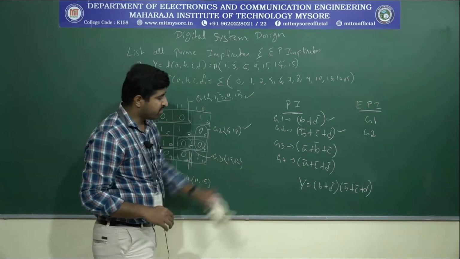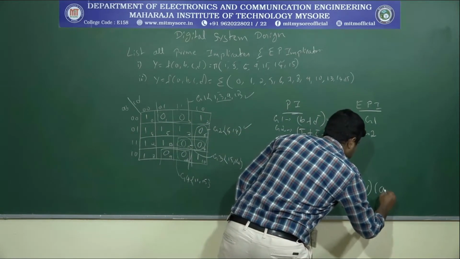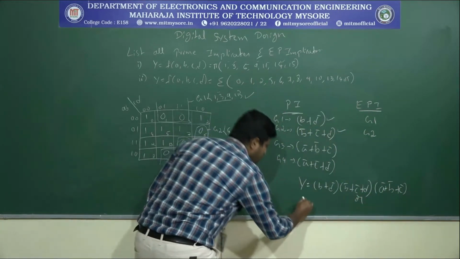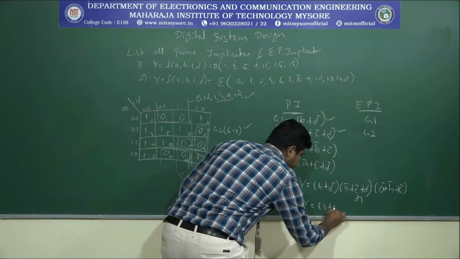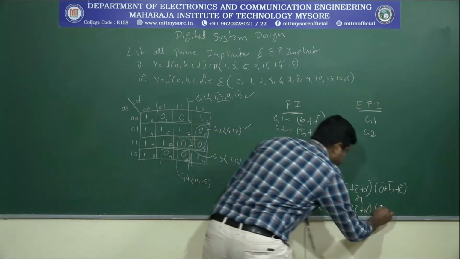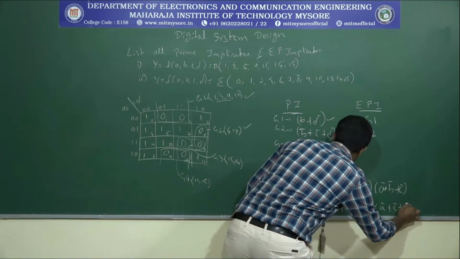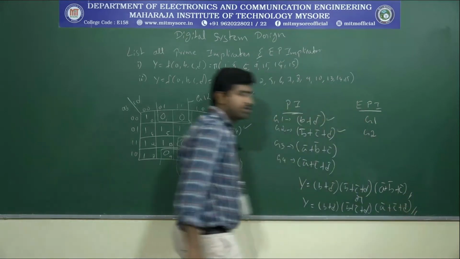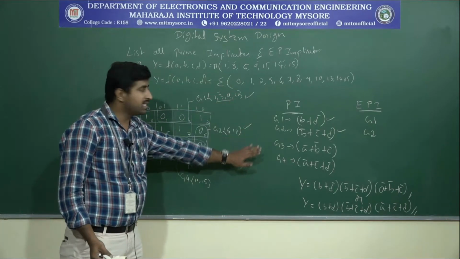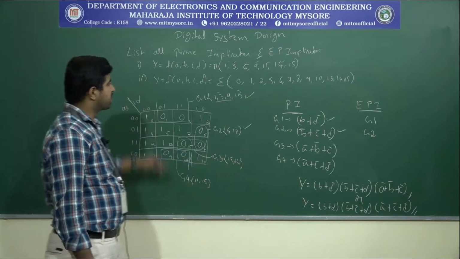So the simplified expression will be y equals these two essential prime implicants, then A bar plus B bar plus C bar, or y equals B plus D bar, B bar plus C plus D, and group 4, that is A bar plus C bar plus D bar, and these two are the results. So this is how we get the list of prime implicates and essential prime implicates, and we got the simplified expression. Okay, so let's take the second problem.